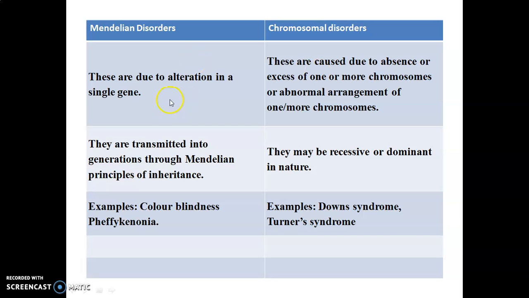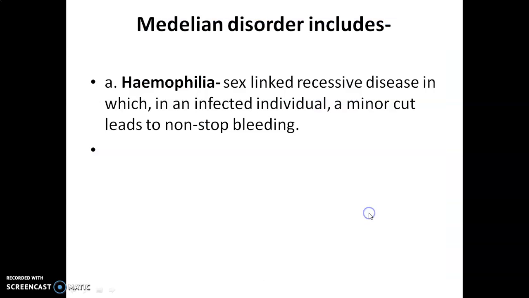Clear? Here simply alteration happens, here addition or deletion, or abnormal arrangement. And the second difference: they are transmitted into generations through Mendelian principles of inheritance. But here, they may be recessive or dominant in nature. Examples: color blindness, then phenylketonuria. Example: Down syndrome, Turner syndrome.